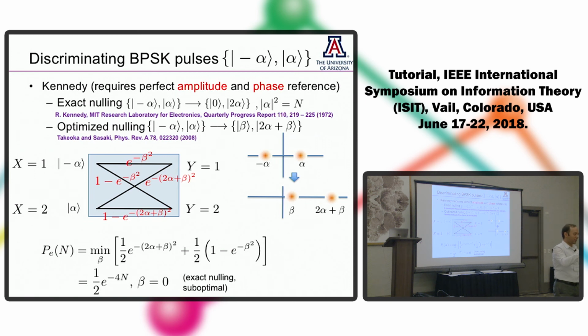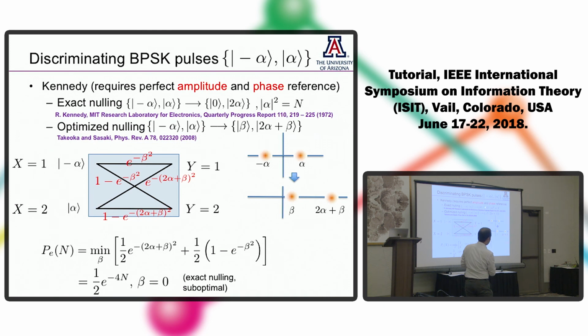That was Kennedy's idea. This is what Kennedy had proposed in his 1972 paper. And by doing so, your error probability will be 1/2 e to the minus 4n, right? Because we saw how to discriminate between 0 and alpha, and that error probability was 1/2 e to the minus square of the on pulse amplitude.